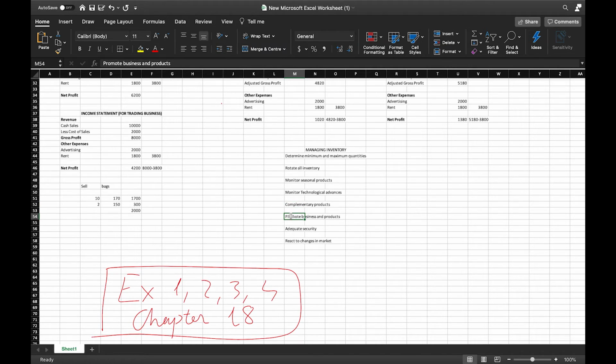Promote business and products. Of course, the more you market your products, the more you market your business, the more people come in and buy more inventory, buy more stuff from you.